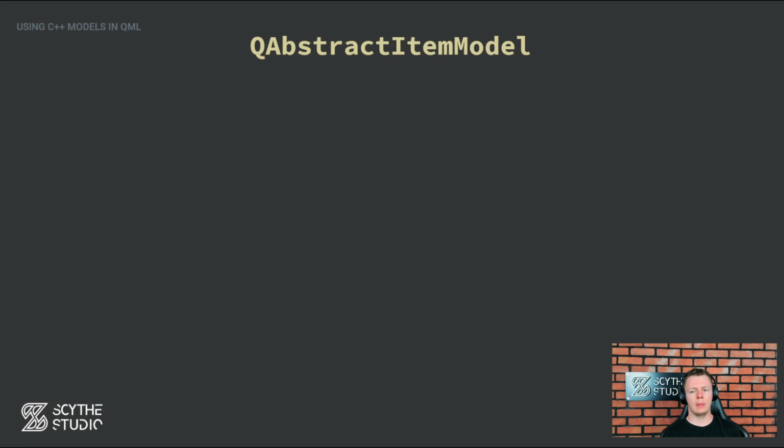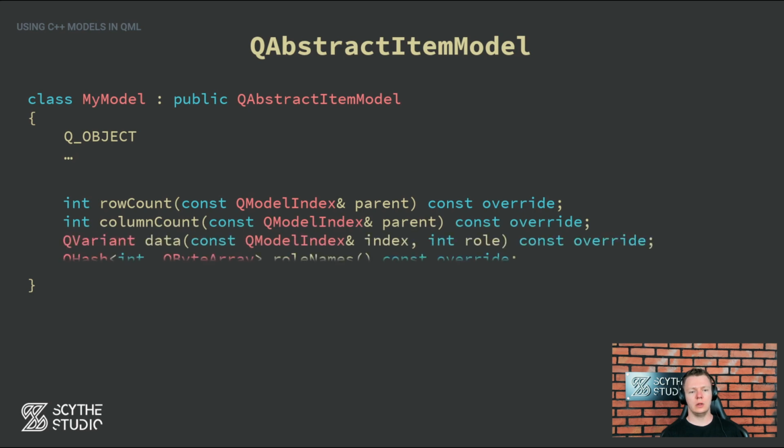To implement a custom QAbstractItemModel class, developers need to subclass it and provide implementations for several virtual functions. These functions include row count, column count, data, and role names. Yeah, and those are the most popular ones. The derived class defines the structure and content of the model by implementing these functions according to the specific requirements of the data being presented.